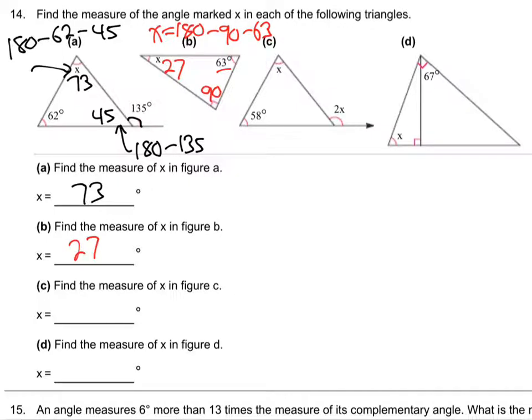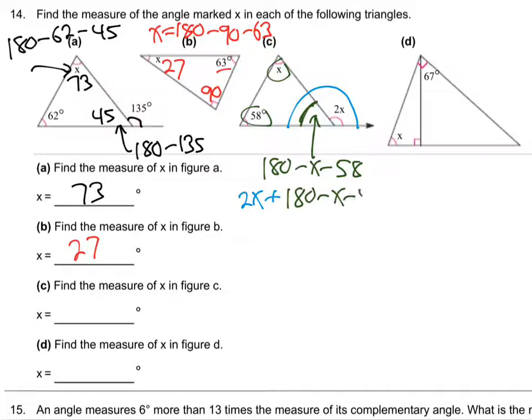Part C. A little tricky here. So this has to be 180 minus x minus 58, doesn't it? This right here, because a triangle holds 180. And then these two together make one side of a straight line, so they have to add up to be 180. So that means that 2x and the other one we just got, the 180 minus x minus 58, they must add up to equal 180 because they're one side of a straight line.